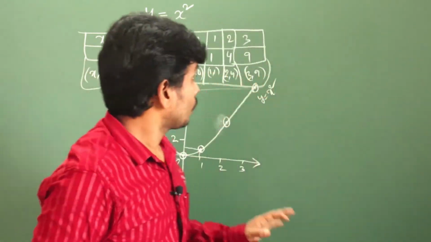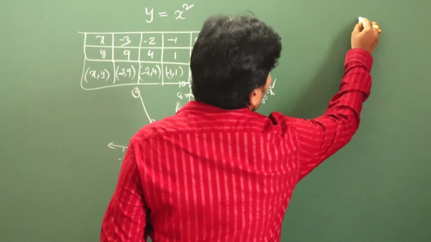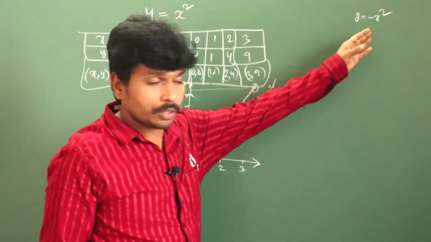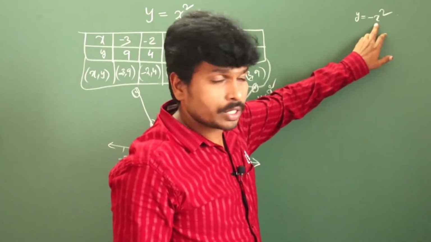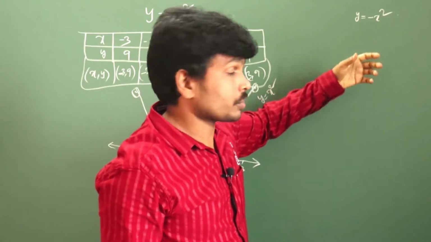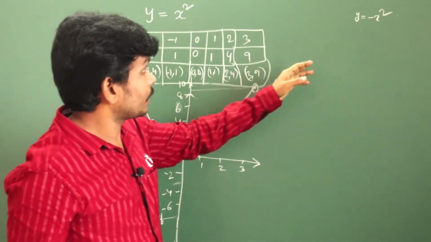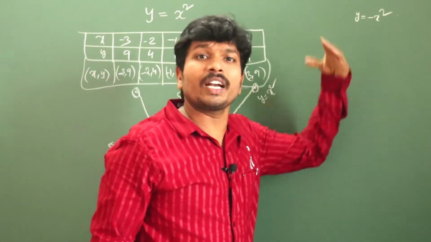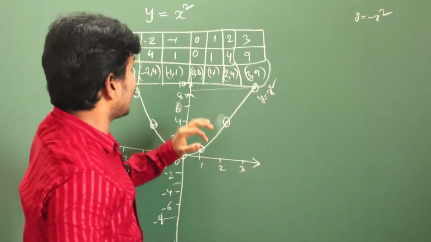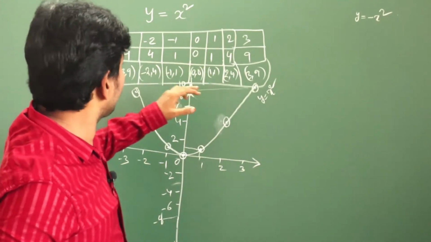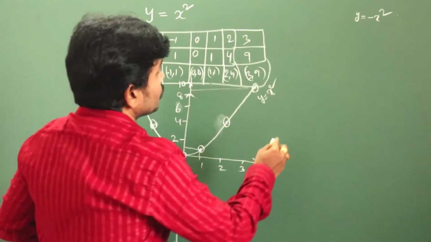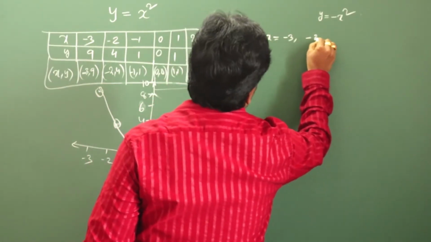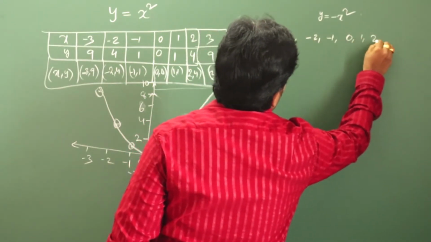One more you observe, one more I am giving you here. y equal to minus x square. That is also a quadratic expression. When we give x values as input, you generate output y values. Here these are the y values and these are the x values. x is the independent variable. We give the x value, and definitely we get the y value, and you plot the same way as y equal to x square. Here you observe your x values are the same: minus 3, minus 2, minus 1, 0, 1, 2, 3.